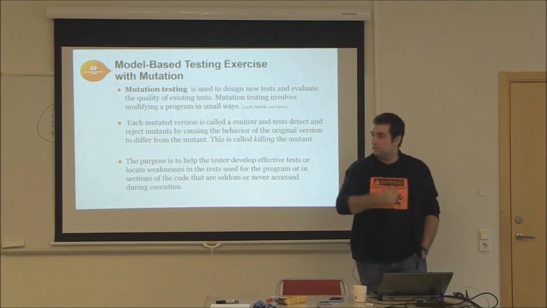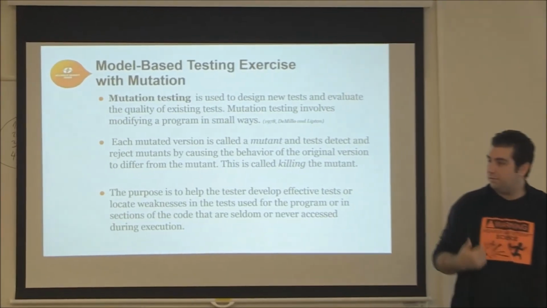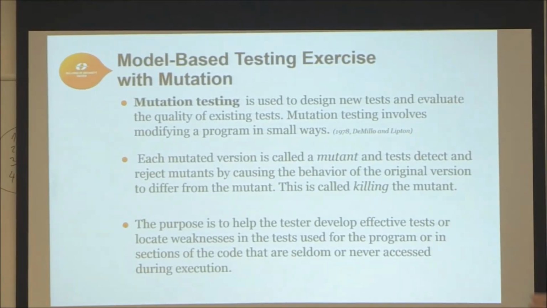And the test detects or rejects the mutant by causing the behavior of the original program to differ from the mutant. So basically you do a small modification in the program, you generate tests for it and see if the output or the steps in the program differ. So this is killing the mutant. So a test that is killing the mutant is a better test than what you had before. So the purpose is to help developers develop effective tests or locate weaknesses. A test that will detect more mutants is a better test than one that doesn't. And this has been shown to be better than coverage-based testing.